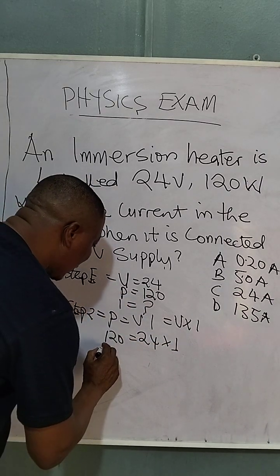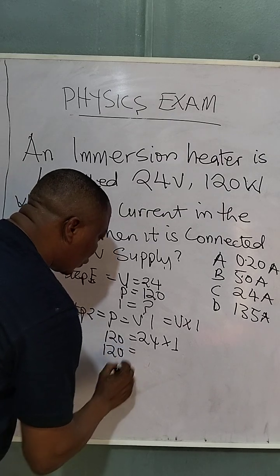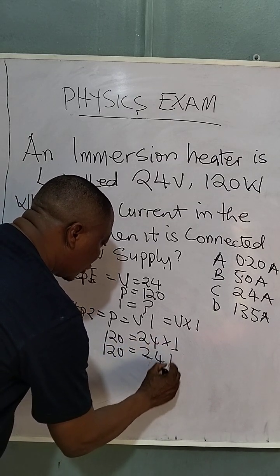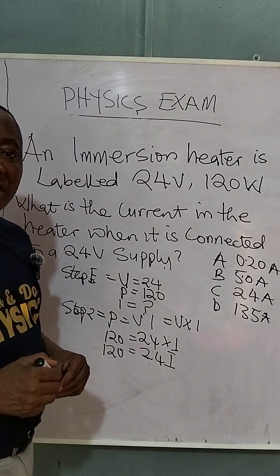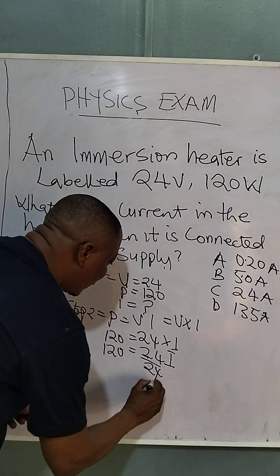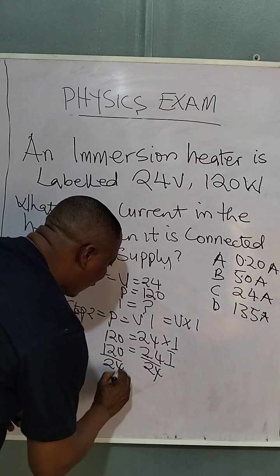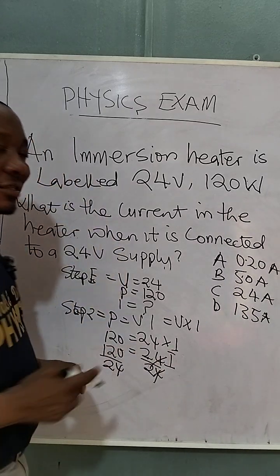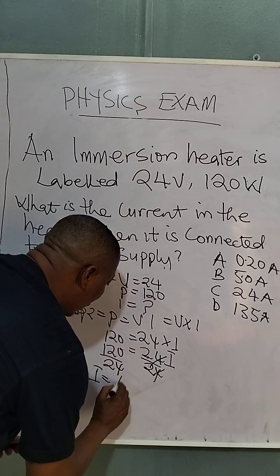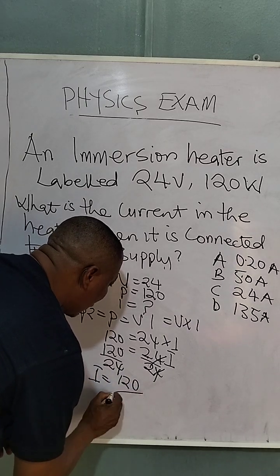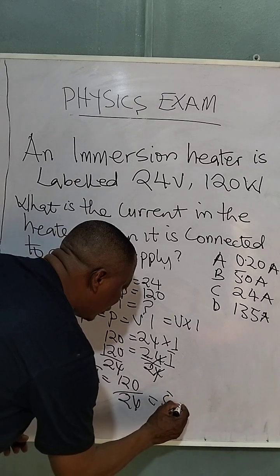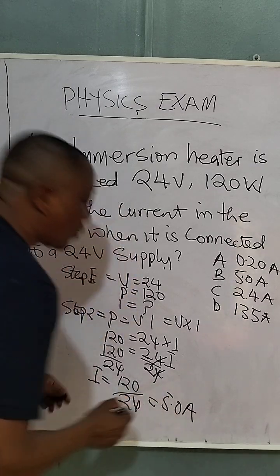So 120 equals 24 times I, which gives 24I, so that we can make I the subject of the formula. We now divide both sides by 24, so that you can see that I is separated alone. So I equals 120 over 24, which gives us 5.0 amperes, because that is the current.